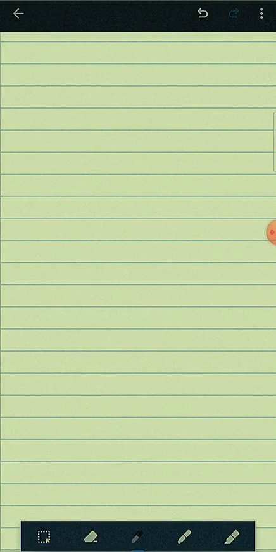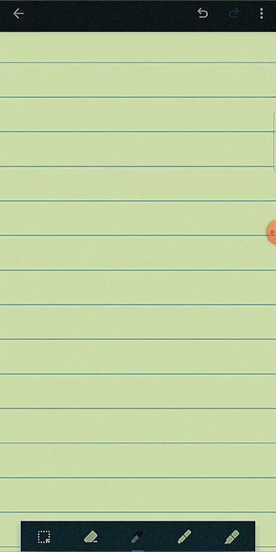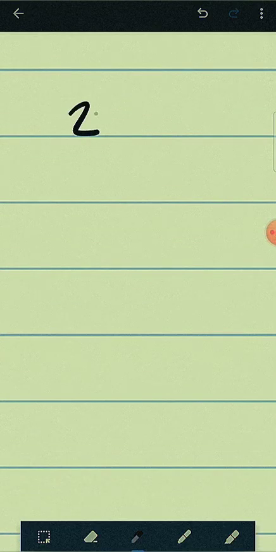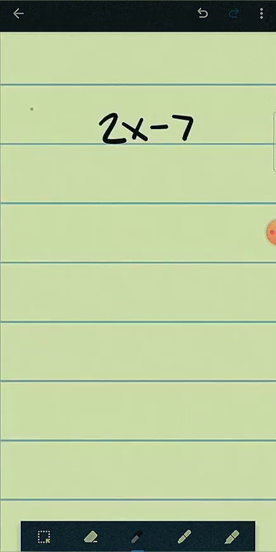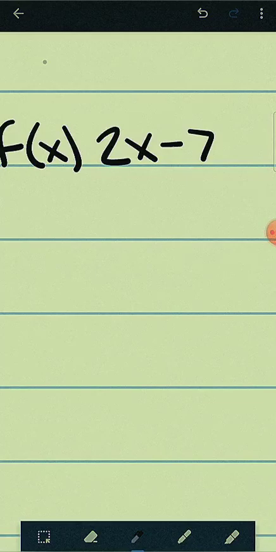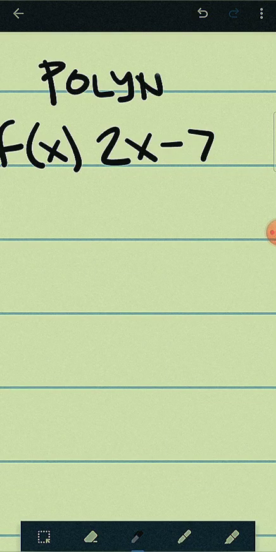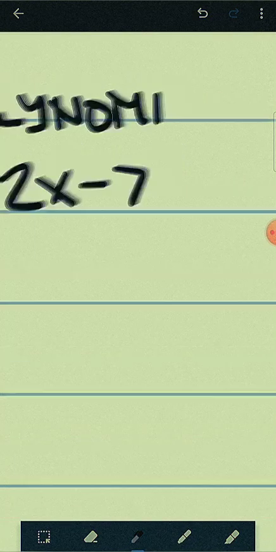So here's how you find or solve the domain for any function you have. Let's say you have polynomials. For polynomials, the domain is all real numbers. There are no exceptions. You can plug in anything. So let's say 2x minus 7. This is our function for the first case, polynomial.